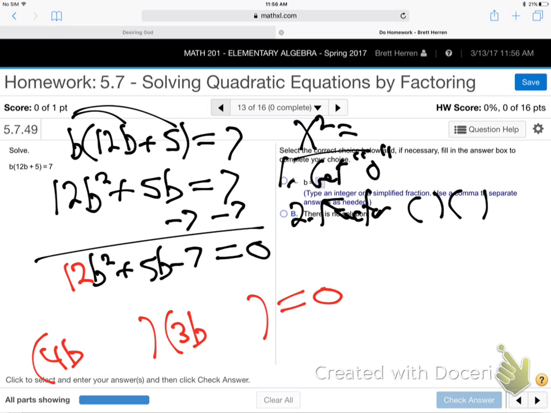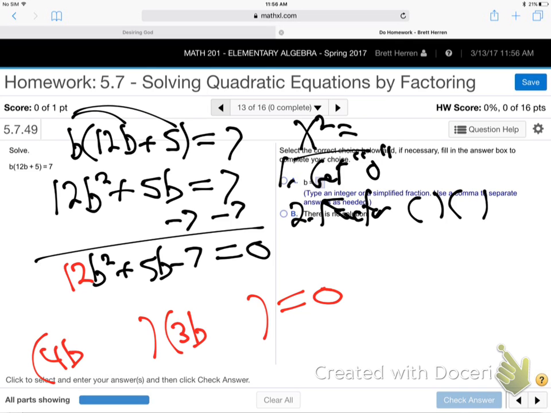Oh, this is a tricky one. Yeah, this is a hard one. I see it, but it's because I do a billion of these. It's not going to be 4b and 3b. It's going to be 6 and 2. No, it's not going to be 6 and 2. Doesn't work there either. 12 and 1. It is. Yeah. Why? Because 12 minus 7 is 5.